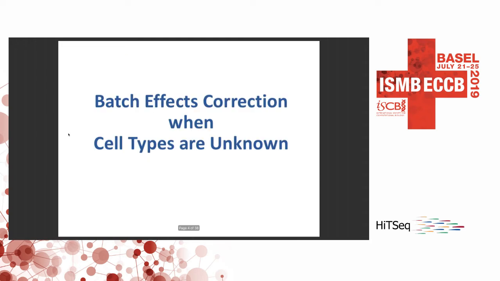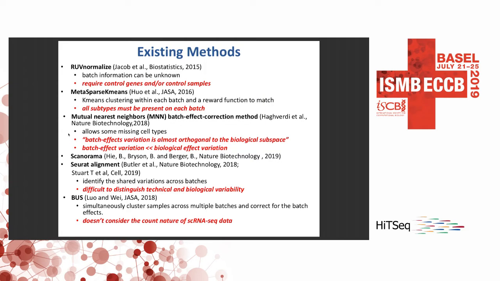In the past several years, there has been very active research in batch effects correction with unknown sample subtypes. RUV tries to learn the latent space of the batch effects by assuming we either know a set of control genes whose expression level will not change from condition to condition, or a set of control samples that are repeatedly measured on different batches. However, in single-cell experiments, once we assay a cell, the cell is gone, so we cannot have replicates across different batches. MetaSparseKmeans tries to tackle the problem from the perspective of joint clustering across different batches.